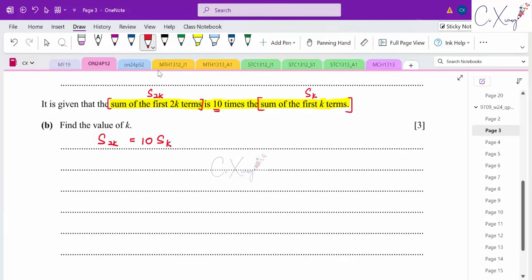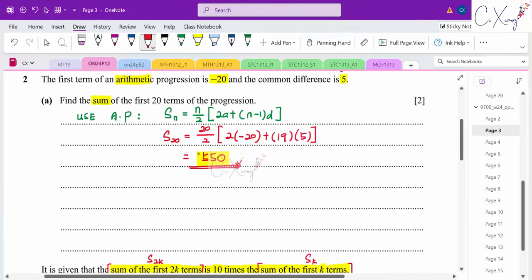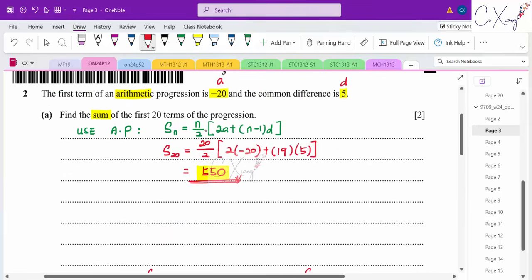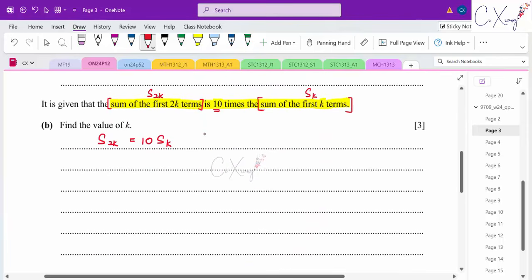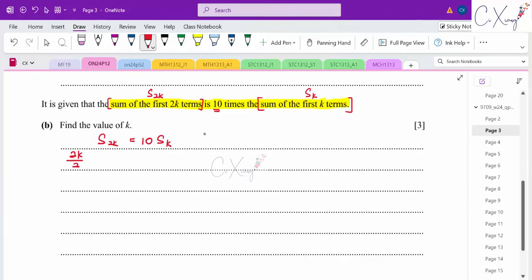Okay, and now they want us to find out the value of k. So this question again, they are still talking about the arithmetic progression. Therefore, to find the sum of the first n terms, I still apply back the same formula here. Alright, okay, so let's have a look here. So S2k means that I'm having n over 2. My n now is 2k. So 2k over 2. 2 times a. a is still -20. Okay, n minus 1. n is 2k now, minus 1. Then d is a 5.